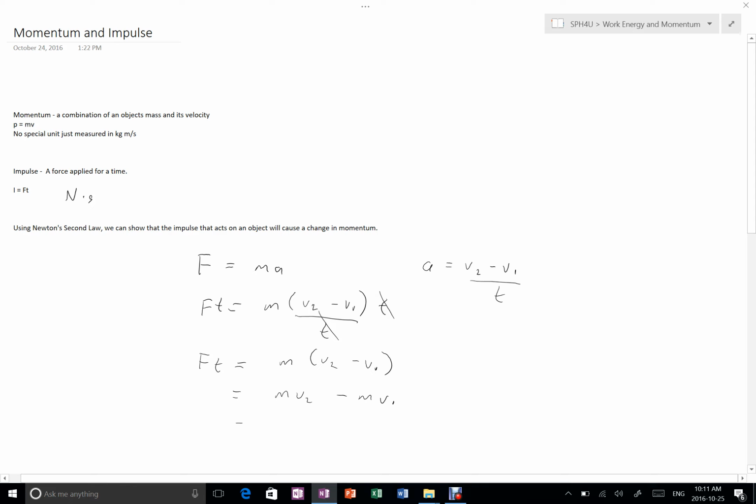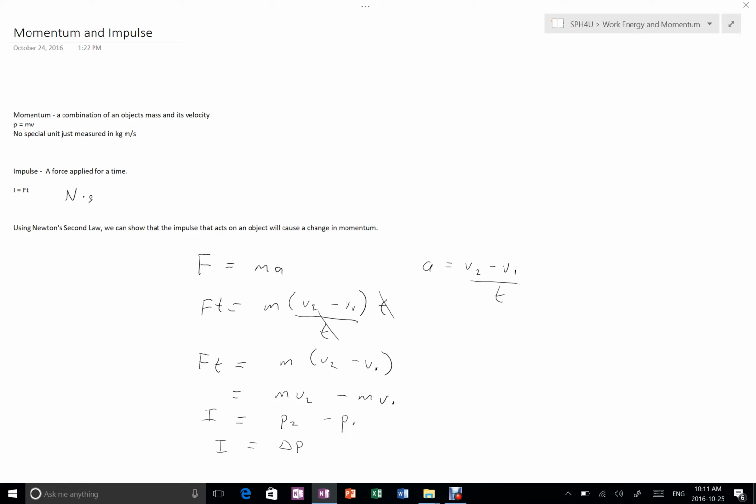And here I can see that this is the final momentum, and this is the initial momentum. And here I can see that force times time is the impulse. And so I can see that impulse is equal to the change in momentum. There's nothing new here. This is just a restatement of Newton's second law. It's just restated in a different format. This is Newton's second law stated in terms of impulse and momentum instead of force and acceleration, but there's nothing new here. So those are just two new definitions.